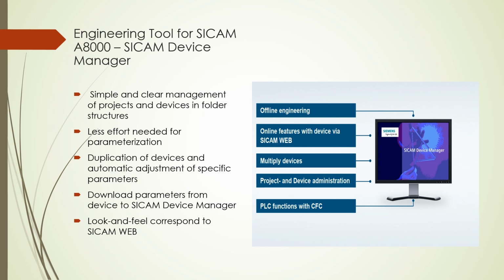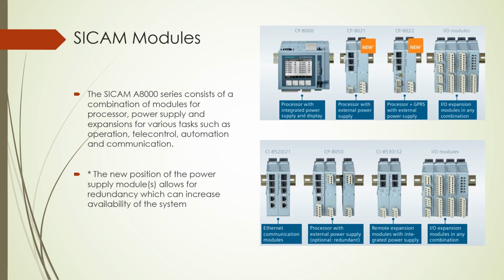Now we'll talk about SICAM modules. There are three to four kinds of modules. It consists of the processor module, power supply and the expansion modules. So now we'll talk about what modules they are. The modules are CP8000, CP8021, CP8022. CP8022 comes with GPRS and an external power supply. So there are a few IO modules.